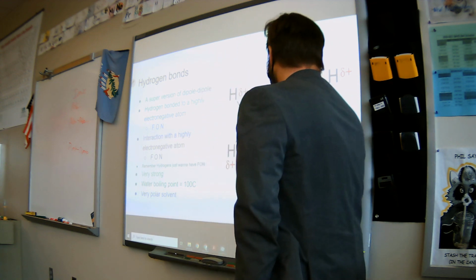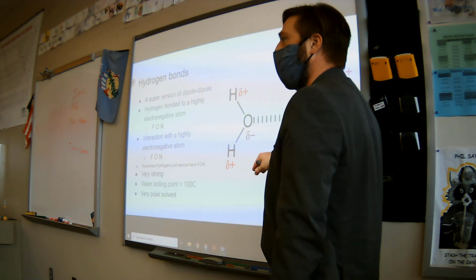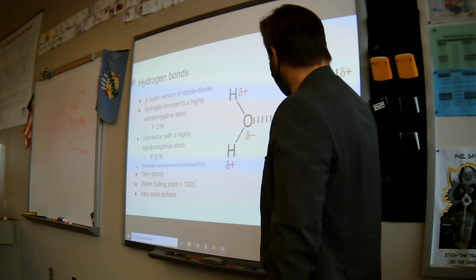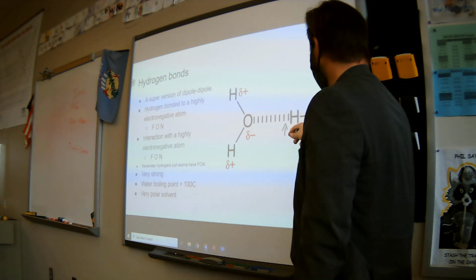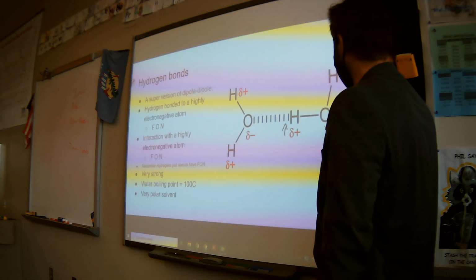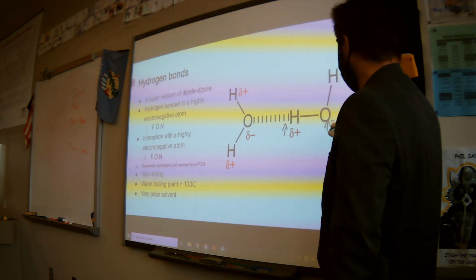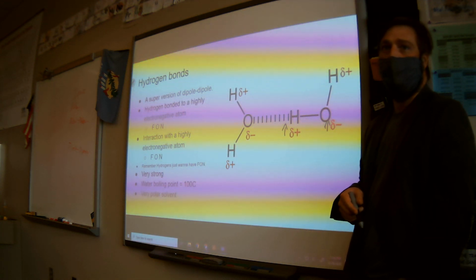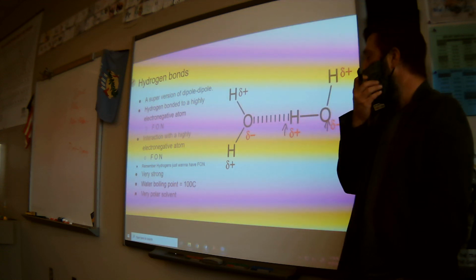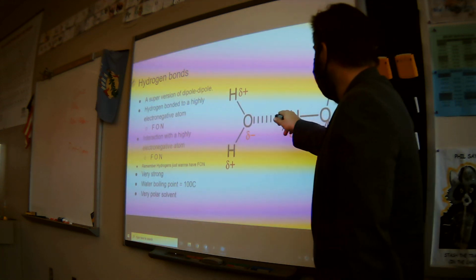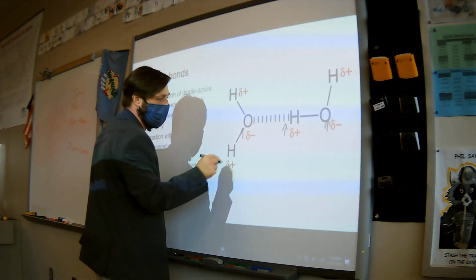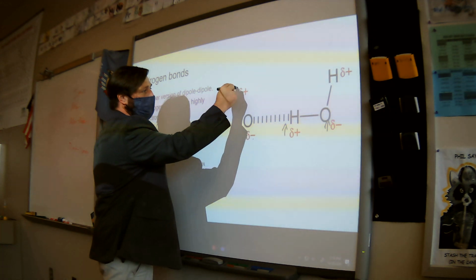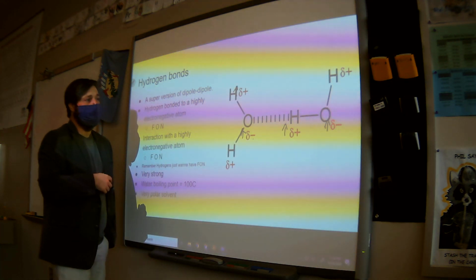So, in a normal dipole, it would just be a slight charge. This has a little bit more of an oomph to it. So it's an upper slight positive charge. Likewise, over here, this is an upper negative charge for the oxygen, right? And over here on this water, this is again an upper slight negative charge and an upper slight positive charge.